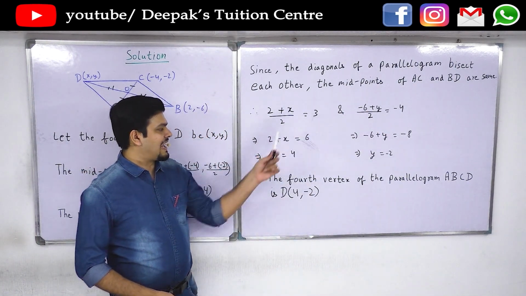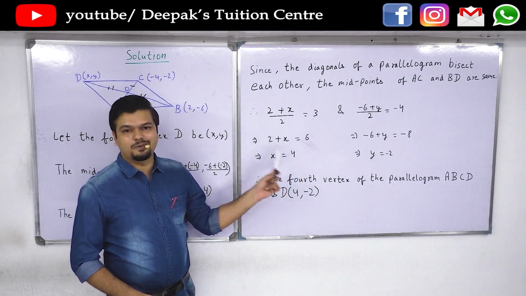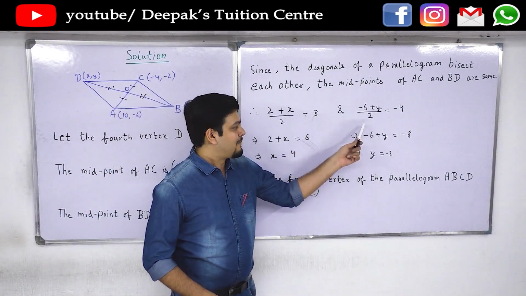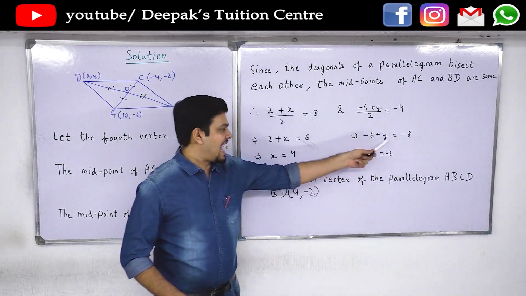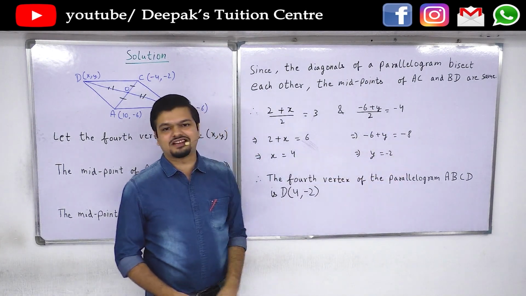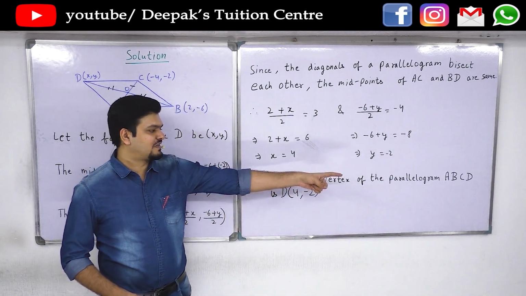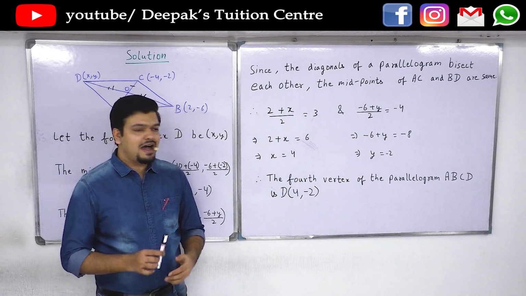So cross multiplying, we get 2 plus x equals 6, which implies x is equal to 6 minus 2, that is 4. And here we get -6 plus y is equal to -8, and y is equal to -8 plus 6, that is -2. So to finish the question, we'll write: the fourth vertex of the parallelogram ABCD is D(4, -2).